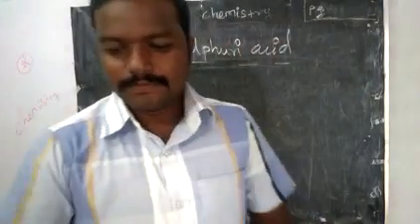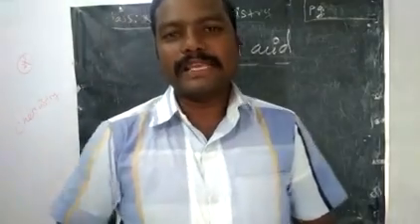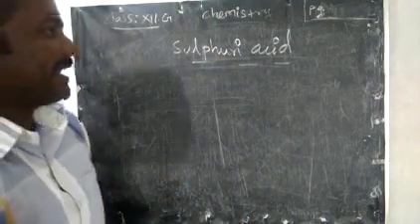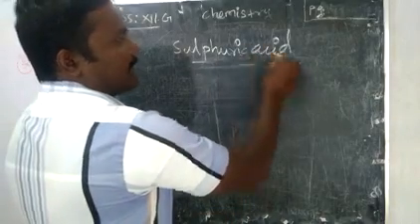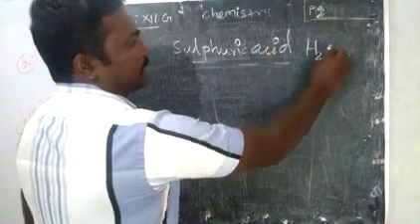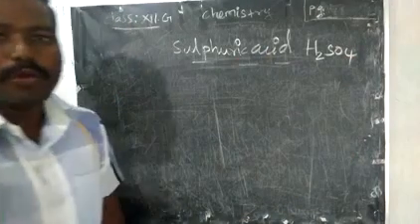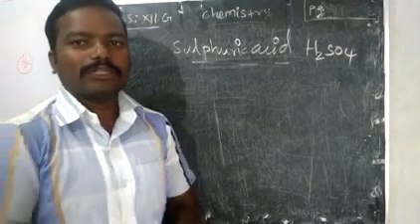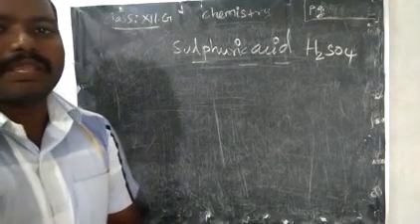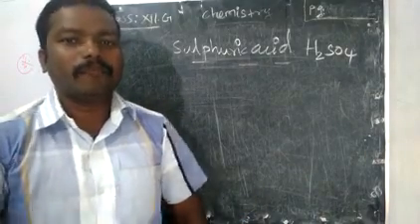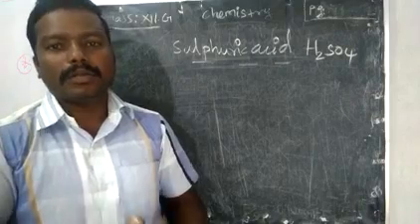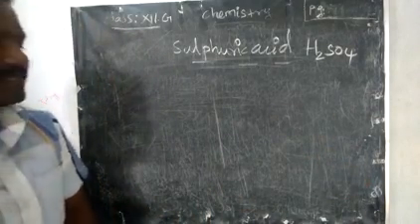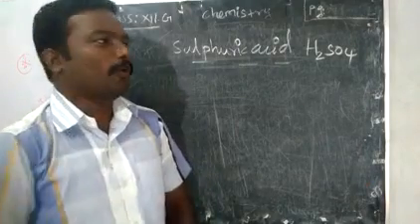Hi students, today we are going to see a very important acid, that is sulfuric acid. What is the molecular formula for sulfuric acid? H2SO4, right? For preparation, we know that by the contact process we can prepare sulfur dioxide. If you hydrolyze, we will get oleum. From that we will get sulfuric acid, that we have seen in the previous video.